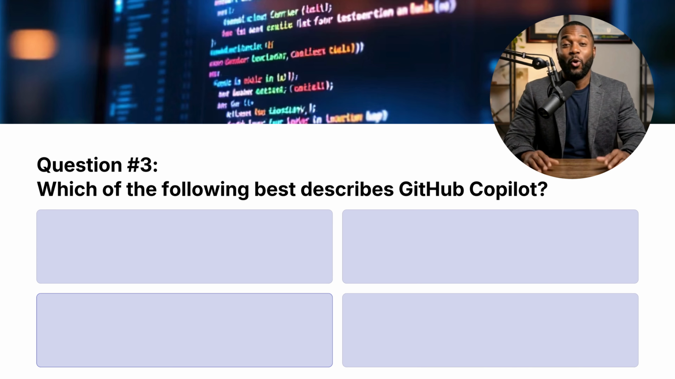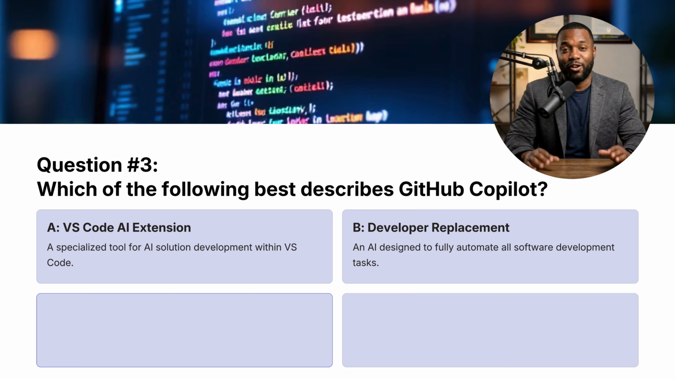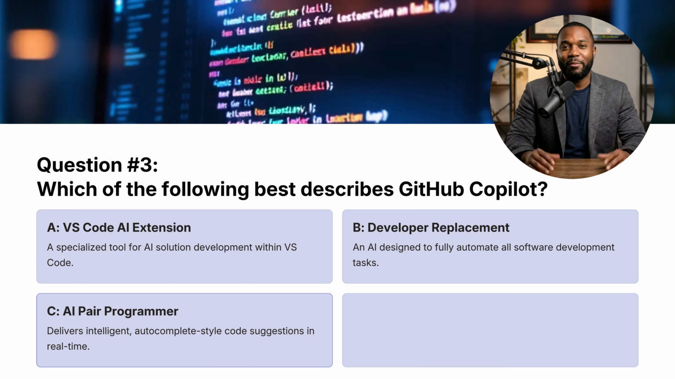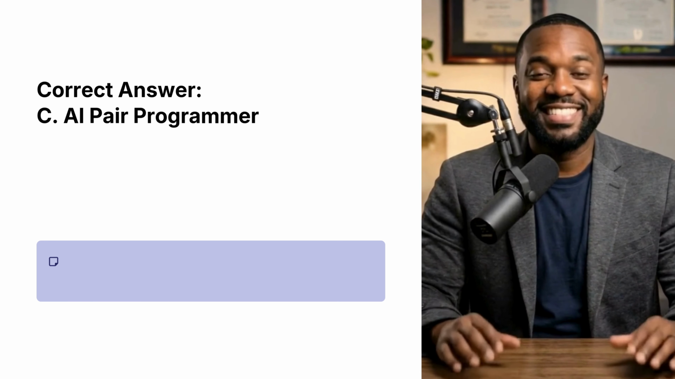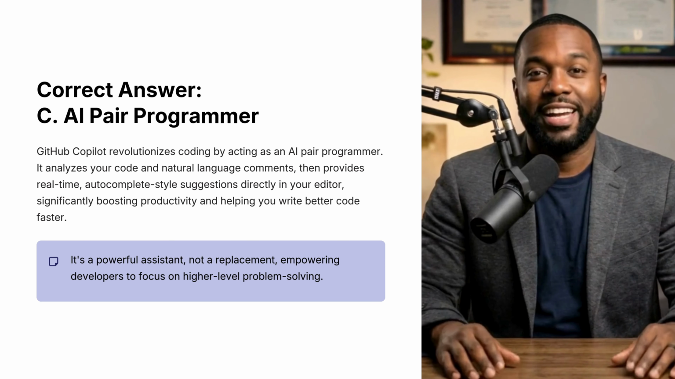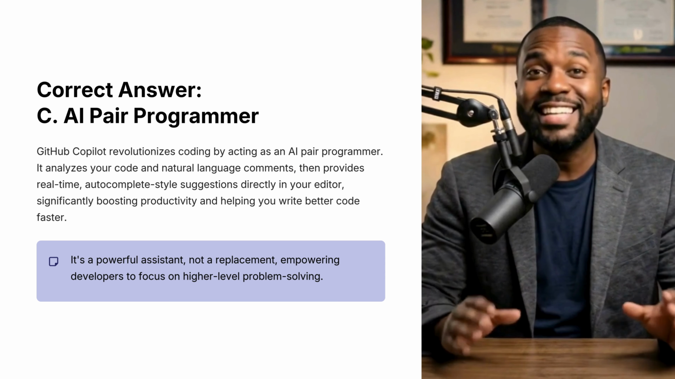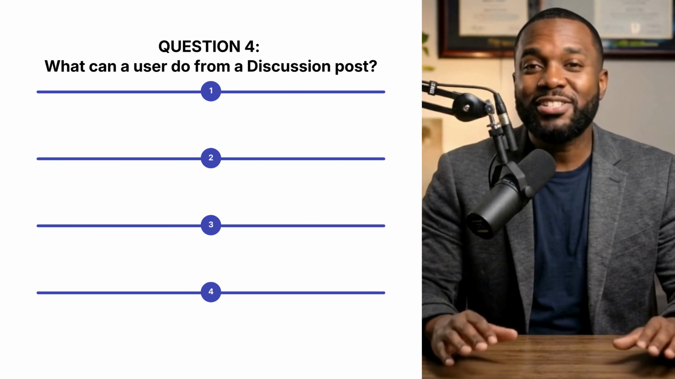Question number 3. Which of the following best describes GitHub Copilot? A. A Visual Studio Code extension for developing AI solutions. B. An AI tool designed to replace software developers. C. An AI pair programmer that offers autocomplete style suggestions. D. An advanced search tool to intelligently reuse existing code in your projects. Correct answer, C. AI pair programmer. GitHub Copilot assists developers by providing AI-powered code suggestions directly in the editor, acting like a pair programmer rather than replacing developers.